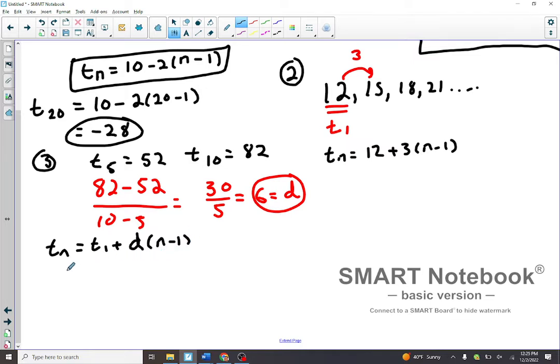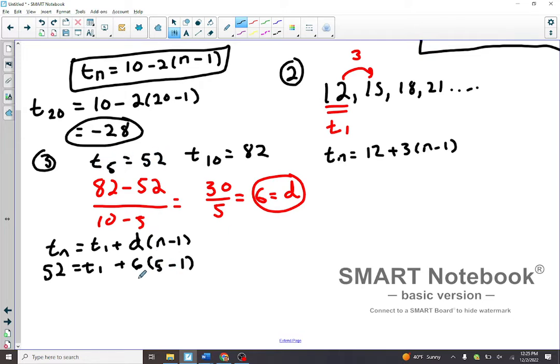Did I get minus points when I was doing that? No, if you give me the final answer correctly, you'll get the credit. I understand what you do. So then plus 6, that's a D. So it'll be 28, T1 plus 6 times 5 minus 1, because I use this point here, T5 equals 52.